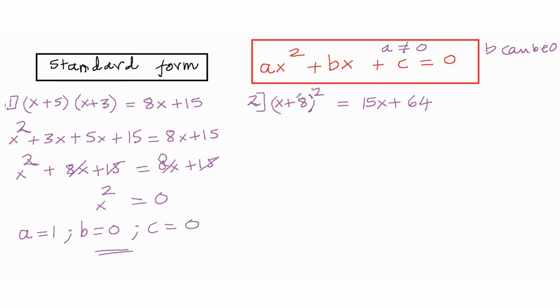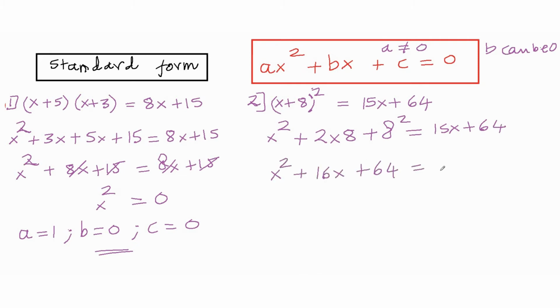Similarly over here, in the second question, let us now open up these brackets. So x plus 8 the whole square is equal to 15x plus 64. So let's open up the brackets. A plus b the whole square is going to be a square plus 2 times a times b plus b square, right? So this becomes x square plus 16x plus 64 is equal to 15x plus 64.